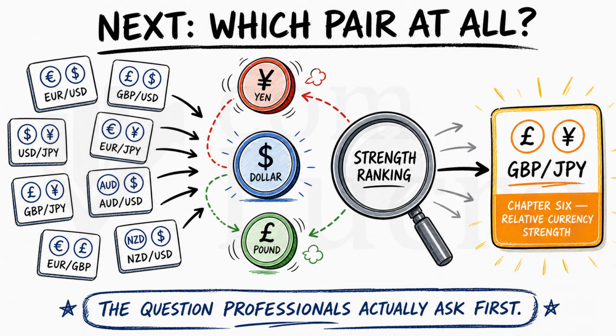In the next video, we open Chapter 6, Relative Currency Strength, and it's the lens that turns a screen full of charts into one obvious choice.